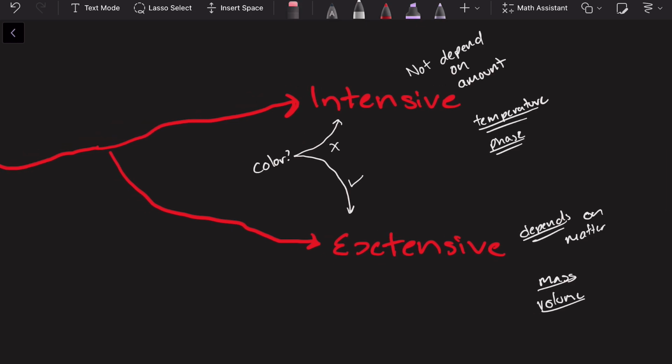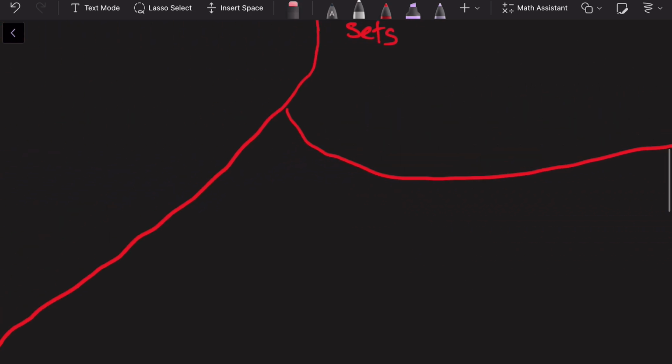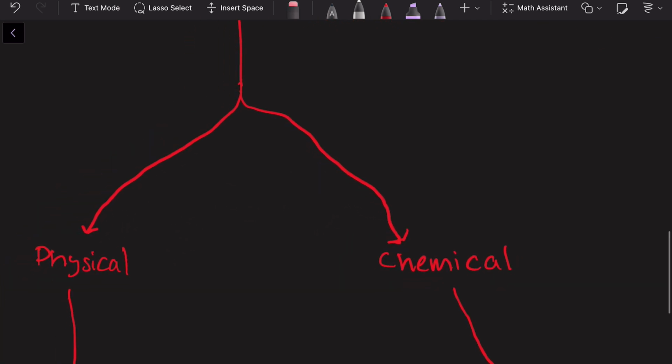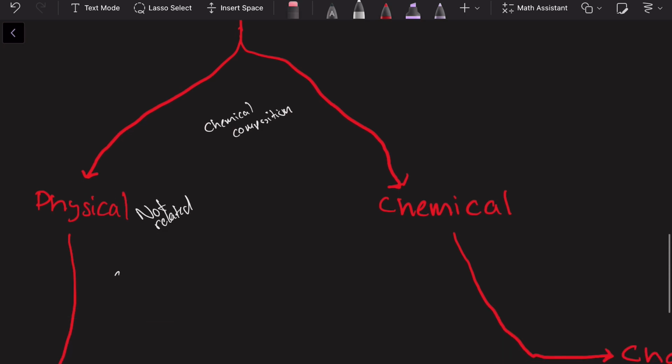Now, the next set of properties we'll come across is physical and chemical properties. For these properties, we test whether the property is affected with chemical composition. Let's look at physical properties. Physical properties reference changes made to the physical components of matter. In other words, they describe properties that do not relate to the chemical composition. For example, density or hardness. These are physical properties as they don't relate to changing the chemical identity.